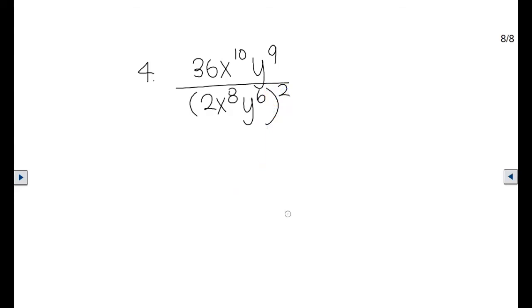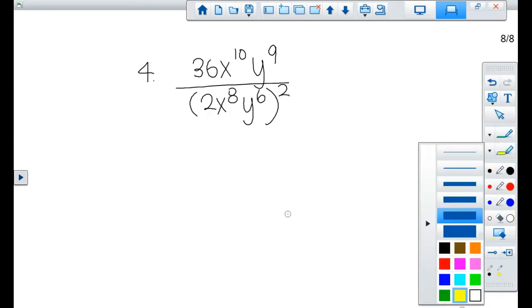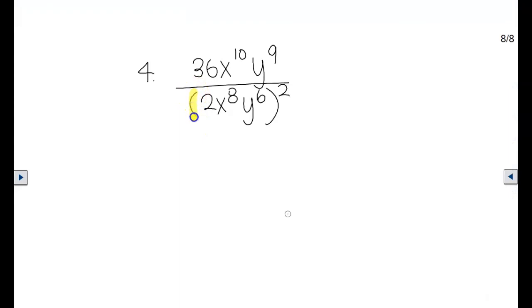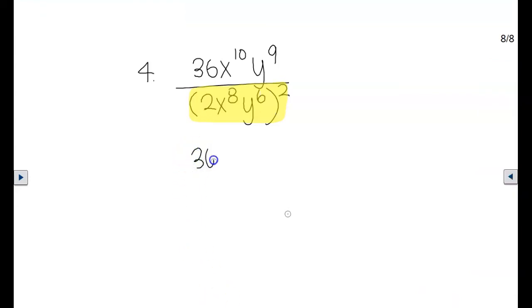All right, take a look at this one. So on this one, when I'm looking at it, I want to start out by looking for power to a power. And I see that I have that here in the bottom. Everything inside of this set of parentheses is supposed to get raised to the second power. So I'm going to do that part of the problem first. So I have 36 x to the 10th, y to the 9th, and it's going to be divided by the answer that I get from this bottom part of the problem.